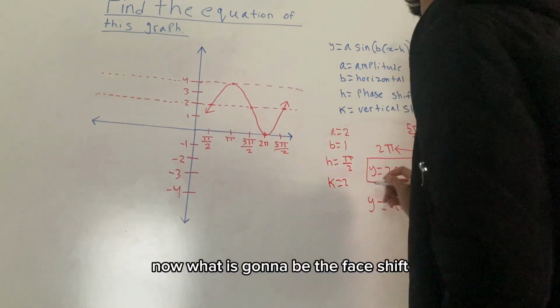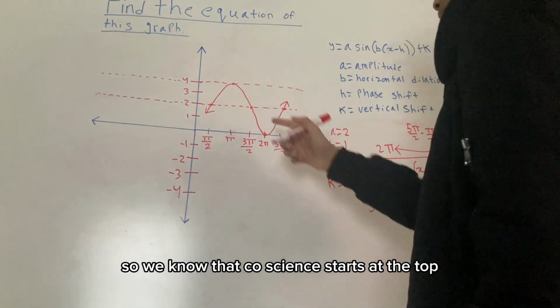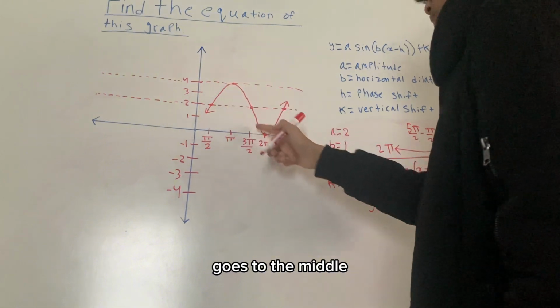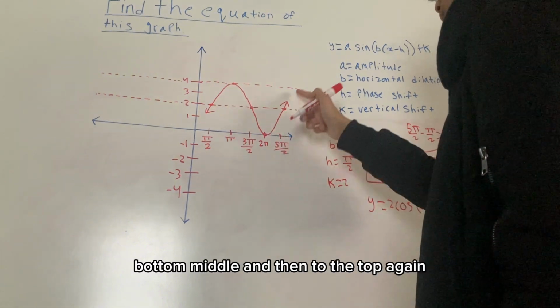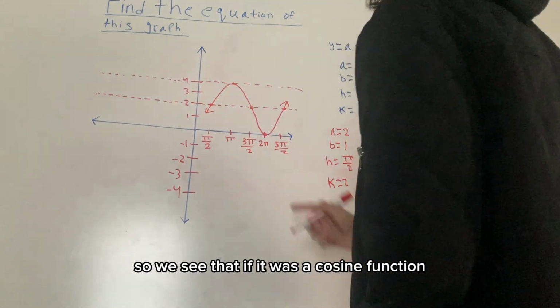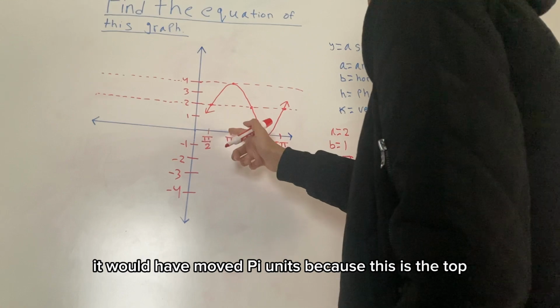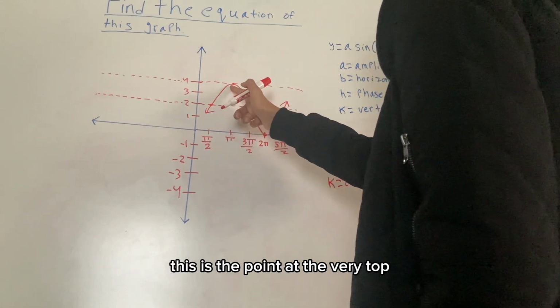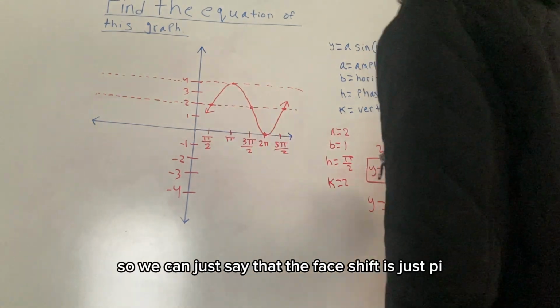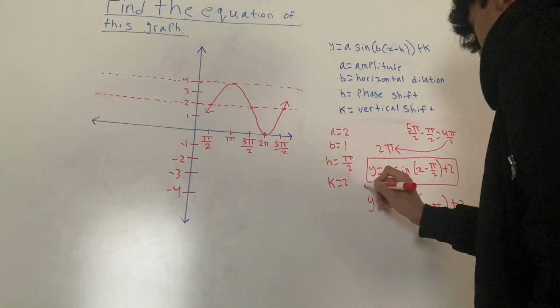Now, what is going to be the phase shift? So, we know that cosine starts at the top, goes to the middle, bottom, middle, and then to the top again. So we see that if it was a cosine function, it would have moved pi units, because this is the top. This is the point at the very top. So we can just say that the phase shift is just pi.